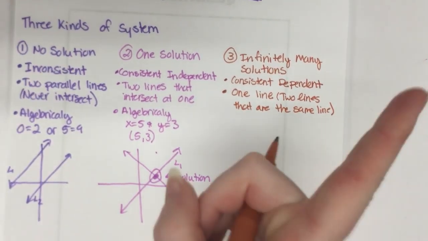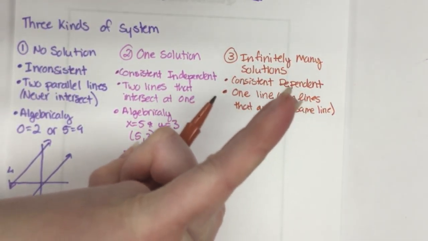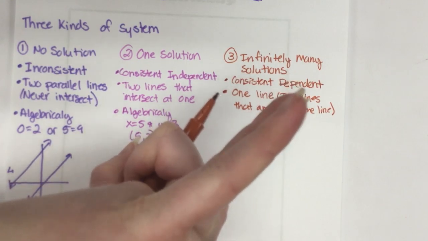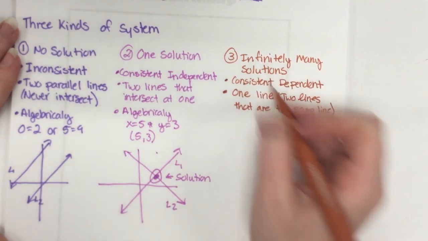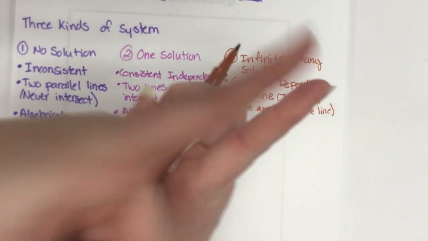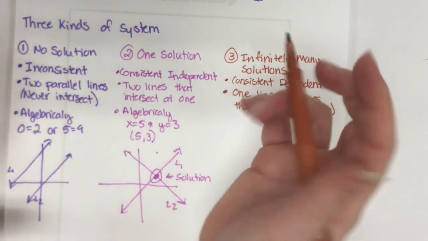Okay, and so it looks like one line, but really I graphed this line and then I graphed this line on top of it. Doesn't that look like one line? But really it's two lines that are the same, okay? And the reason why there's infinitely many solutions is because they all intersect everywhere, right? On the line, they're intersecting infinitely many times, okay?